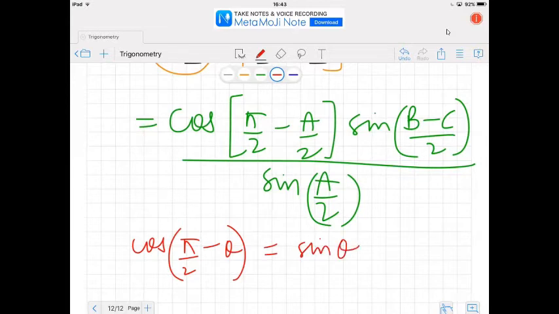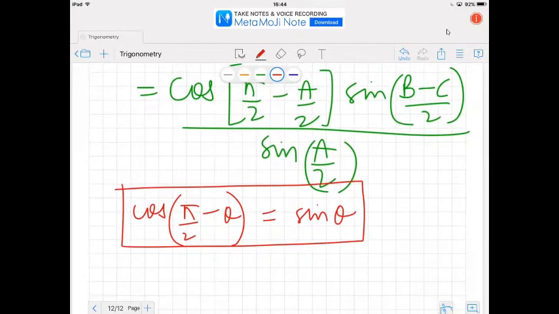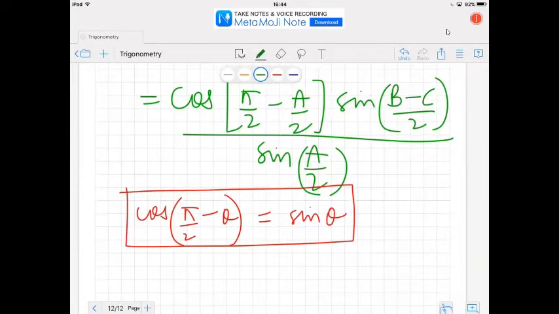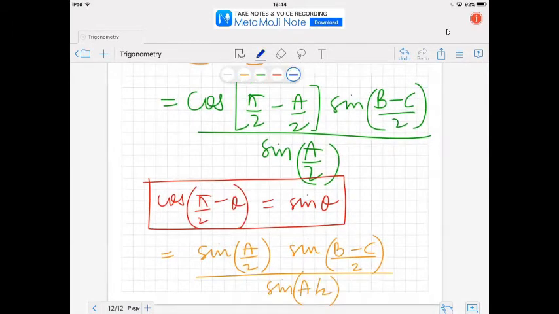Now cos of pi by 2 minus theta, if you all recollect, is equal to sine theta. This is what you had studied earlier, right? Yes. So cos of pi by 2 minus A by 2 can be written as sine of A by 2. And the other term will remain as it is, sine of B minus C by 2 divided by sine A by 2. So you see that sine A by 2 can be cancelled out from the numerator and denominator. So what you're left with is sine of B minus C by 2.